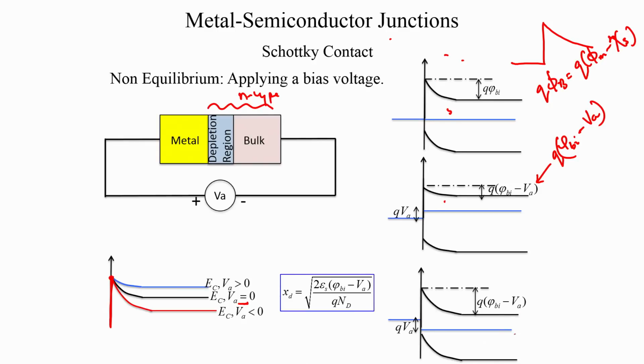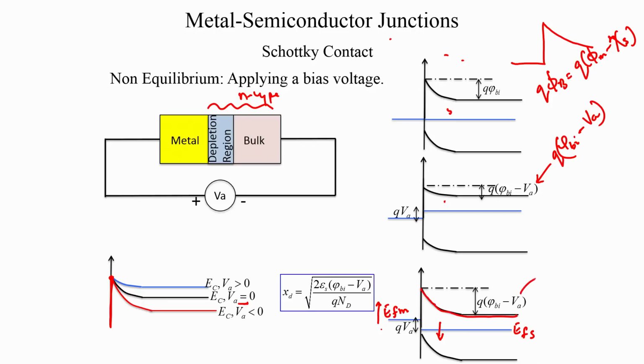Now, when you apply reverse bias, the opposite happens. The Fermi level of the semiconductor now lies below the Fermi level of the metal. So, by applying a negative voltage to the metal, we have in fact made the metal Fermi level go higher as compared to the Fermi level of the semiconductor, and therefore, the bands now bend a little bit more steeper. Okay.